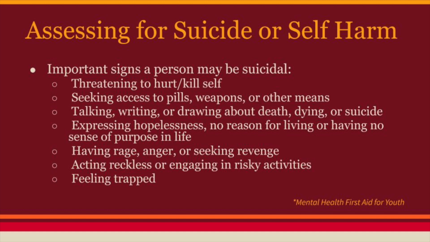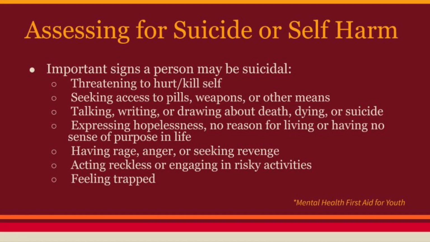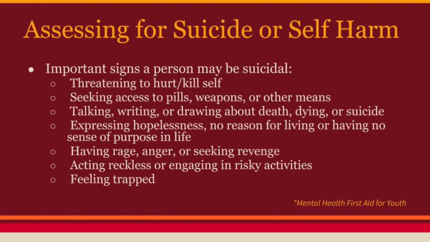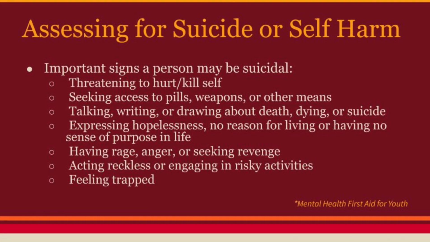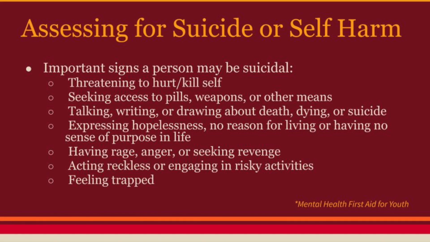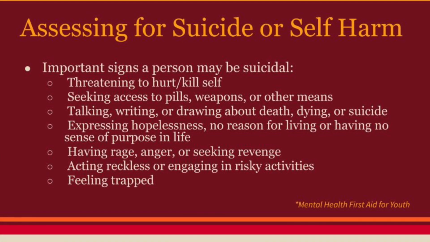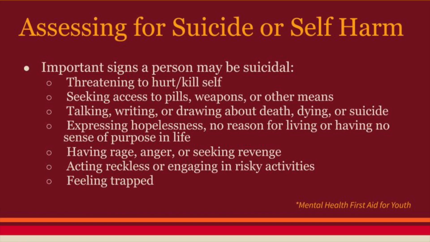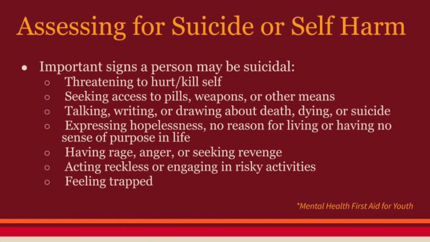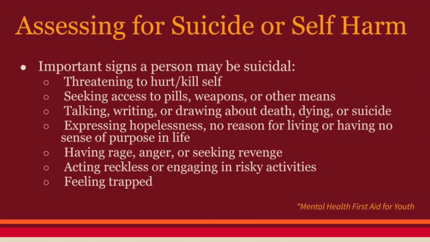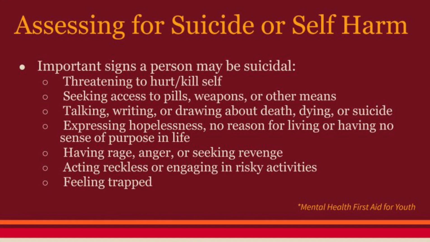Now, let's say a student is in your office and they're kind of in an emotional crisis. It's really important that you do assess for suicide or self-harm anytime a student is in kind of an emotional crisis or you see some of the signs that we talked about in ALGAE. So obviously, if a student is threatening to hurt or kill themselves, that is a huge warning. If they're seeking access to pills or weapons or other means, could definitely be a problem. They maybe talk or write or draw about it.